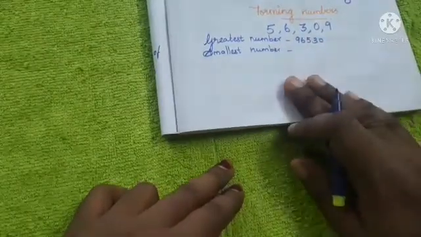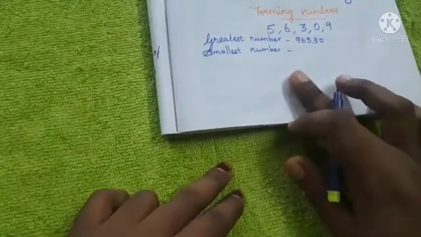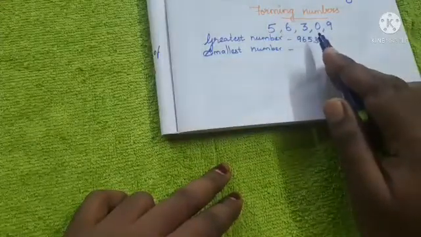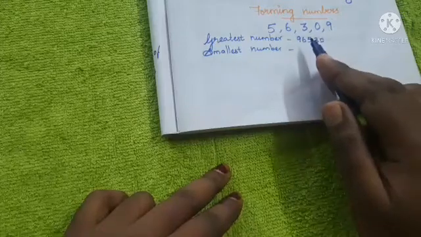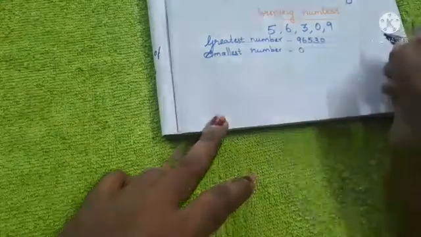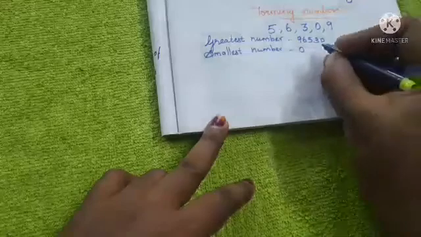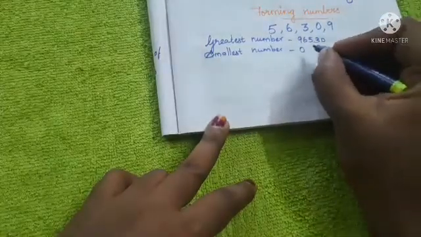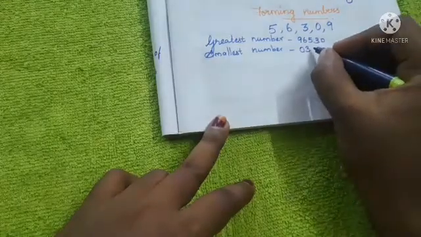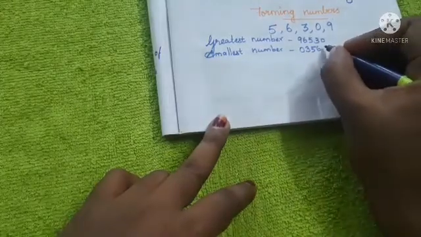If you want to arrange these numbers in ascending order, look here, which is the smallest one? Yes, 0 is the smallest. Then what is the next smallest? Next to that, 3 is the greater number. Next greater number is what? Yes, 5 is the next greater number. Then next 6 is the greater number and 9 is the greater number.